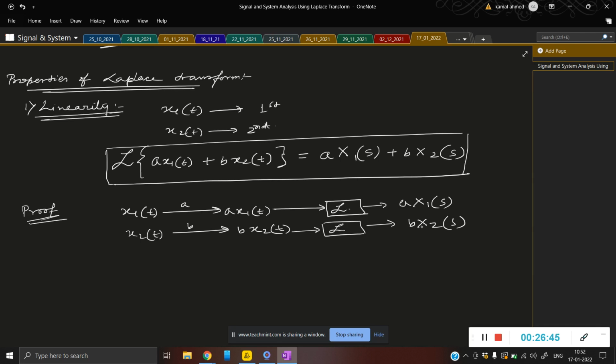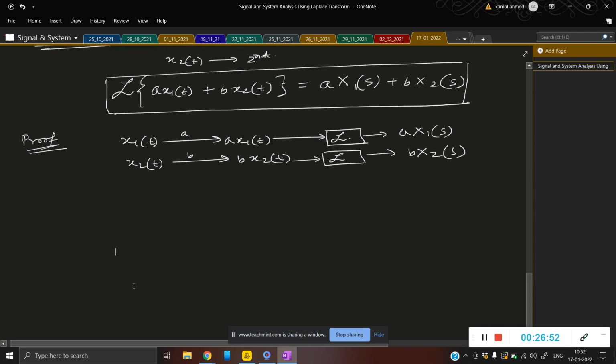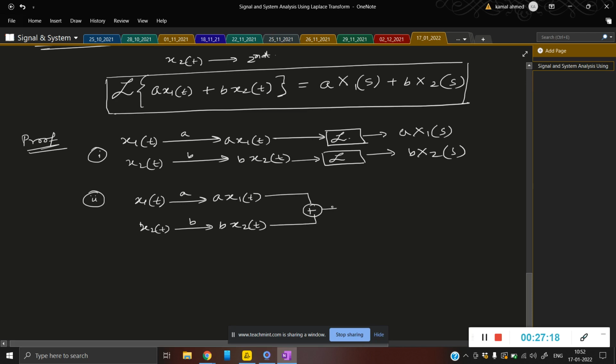Okay. So now we have to prove this. So first of all, I am taking the individual signals and combine it and then Laplace. ये हो गया फर्स्ट कंडीशन. सेकेंड कंडीशन क्या है? x1t, इसको हम a is a coefficient, a x1t, x2t, b is the coefficient, b x2t. Now we have to add it.